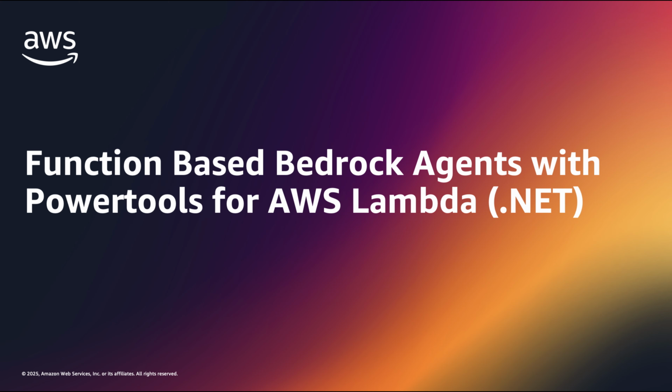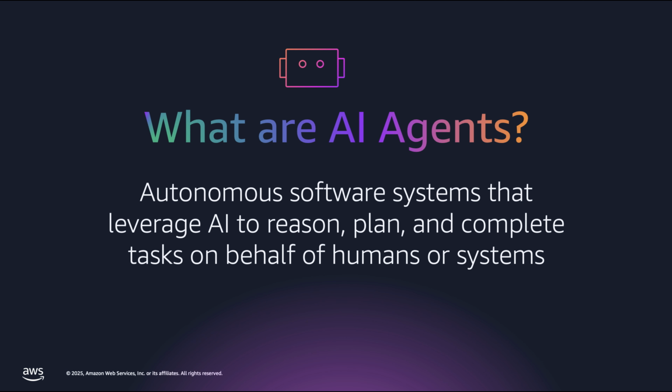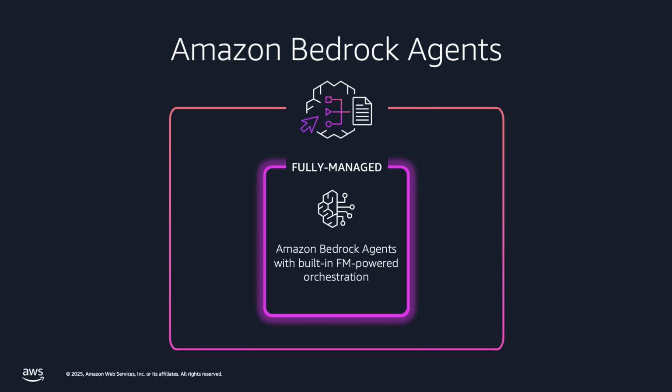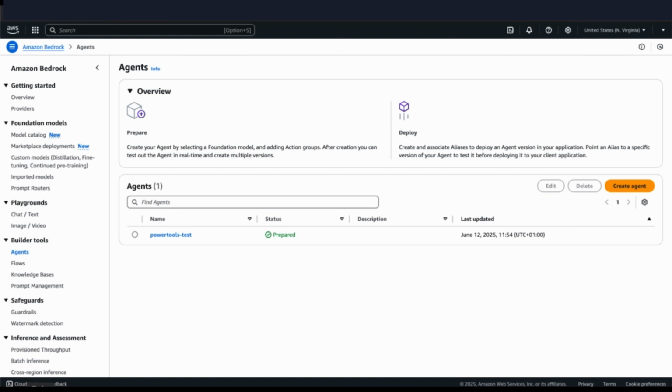Hello, today we are going to explore how Powertools for AWS Lambda can ease and simplify the creation of AI agents on AWS. An agent is an autonomous software system that leverages AI to reason, plan, and complete tasks for humans and/or other systems. Amazon Bedrock Agents are a fully managed service that helps you build agents backed by foundation model-powered orchestration. We will create a conversational agent that can invoke an AWS Lambda function to perform various tasks for your users. And we'll show you how Powertools for AWS Lambda can help you accomplish this.